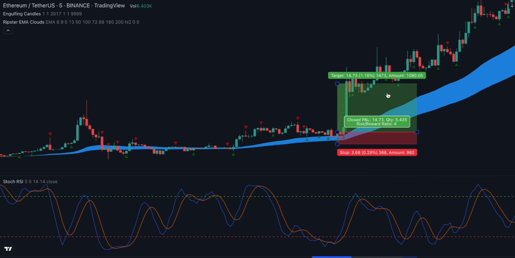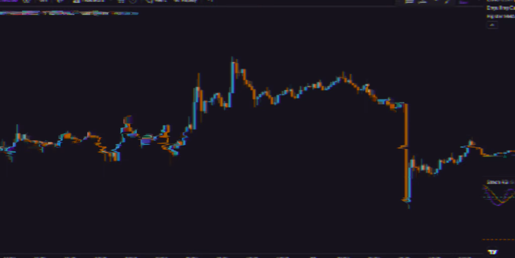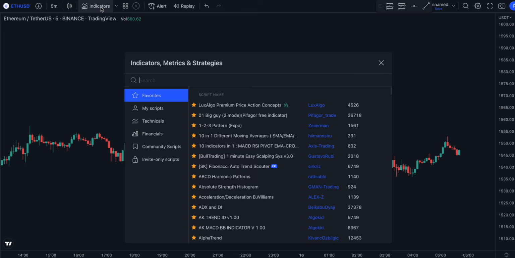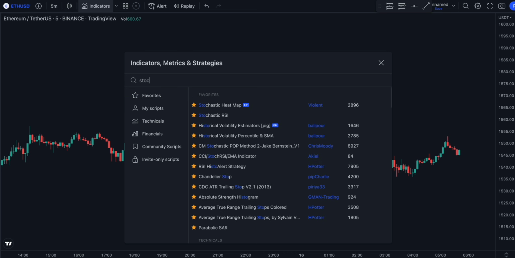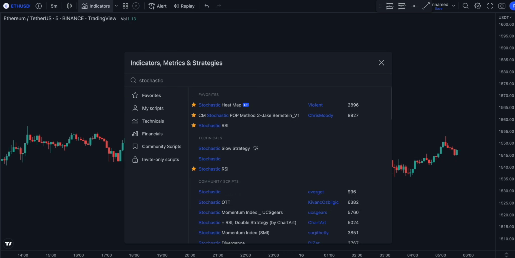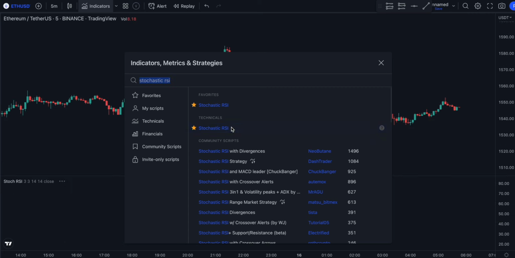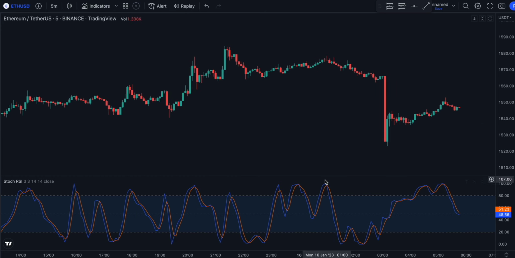Without further ado, let's get to the strategy. First, log into TradingView and open the chart of any asset. The very first indicator we will need for this strategy is called Stochastic RSI. You can install it on the chart by clicking the Indicators menu at the top and searching for Stochastic RSI. You will find it under the Technicals section.